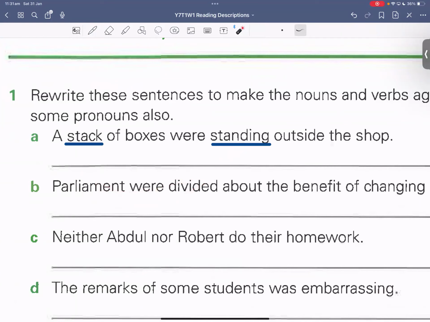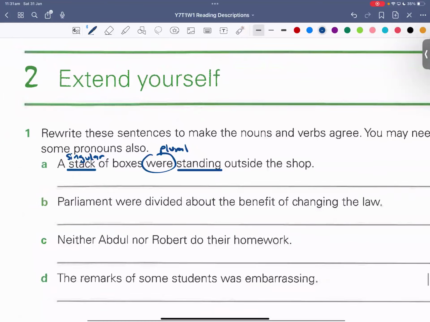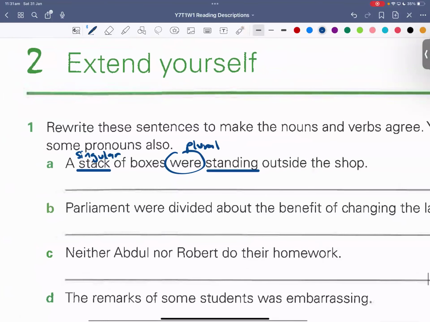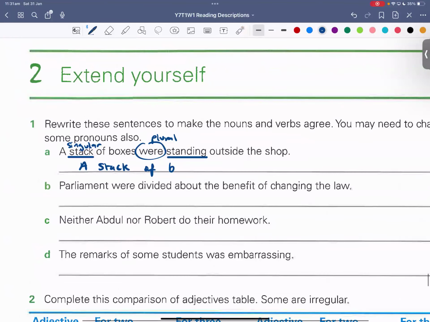So a stack of boxes were standing. How do we make this match? The problem here is a stack is singular, but were is plural. So this is singular, and this is plural. How do we change that to make it make sense? Was. Yes. You have to write the whole sentence, not just was.